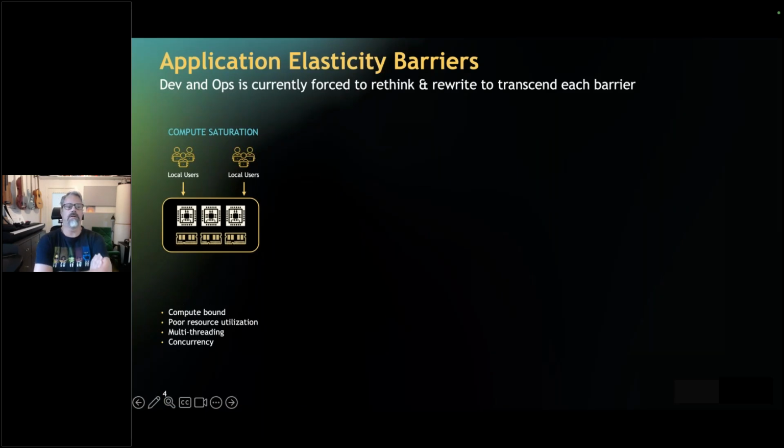In my experience, this is by no means an exhaustive list, but there are a few elasticity barriers that most companies or programmers run into when they're trying to build a really scalable and elastic distributed system.